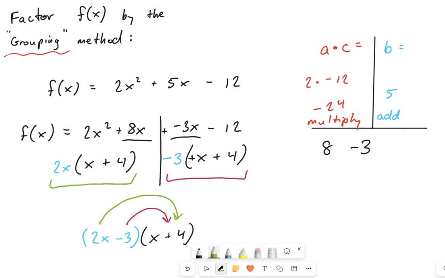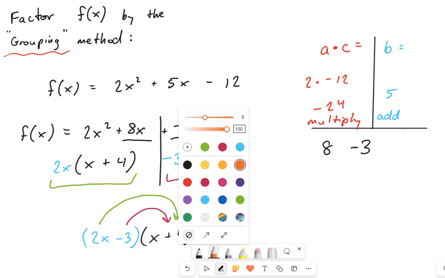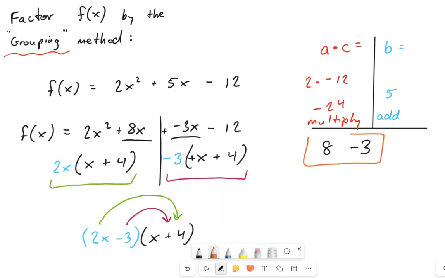So there's your factoring by grouping technique. I'd say the only challenge is when you're doing this, things to watch out for. Make sure you get these terms over here right, and be careful when you're factoring out your GCFs. Okay, that's the most common source of mistakes.